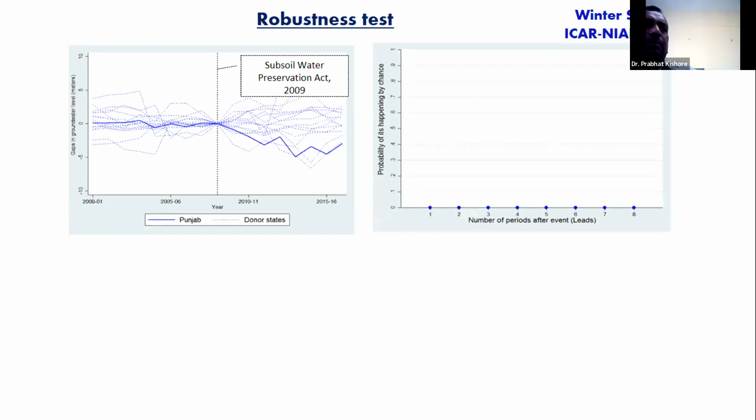For that, we are doing some tests also. Here I just put the before and after the treatment, and asked whether this happened by chance or not. We have estimated the probability of it happening by chance, and that came to be 0.